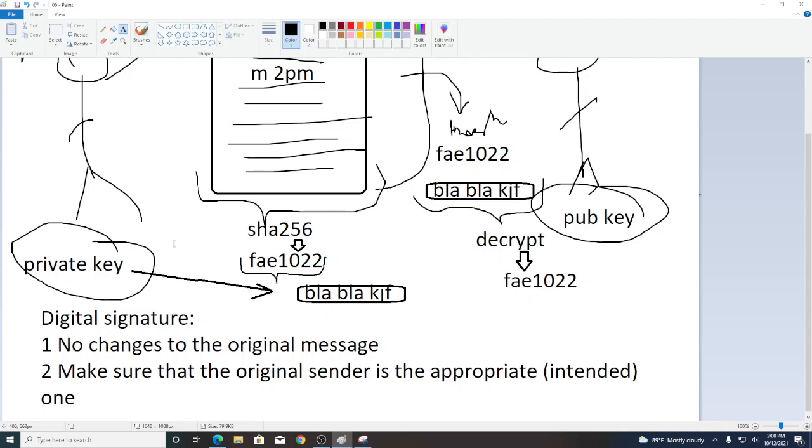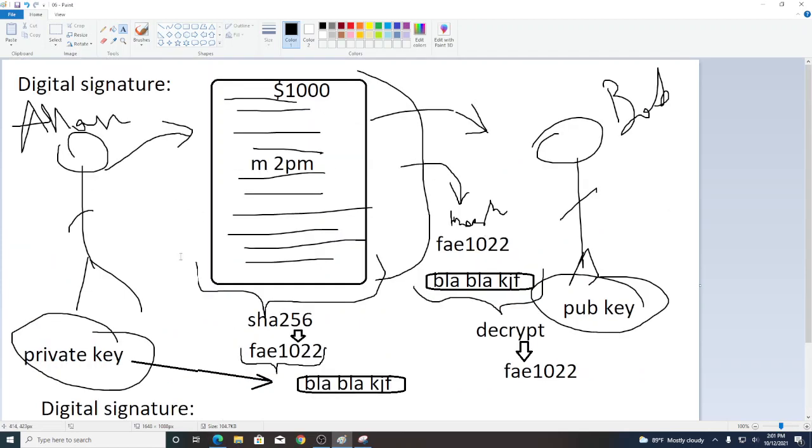So that is achieved with the use of two functions. One is a hash function and one is asymmetric key encryption, right? Okay, it's saved.